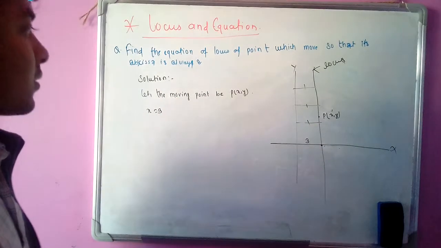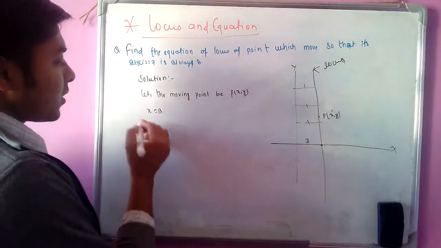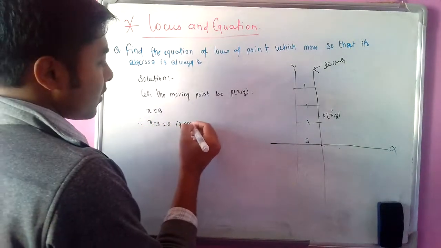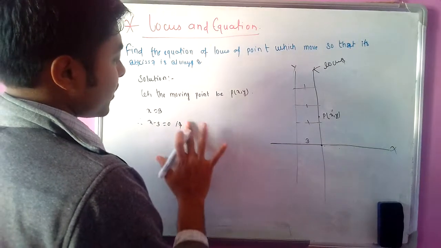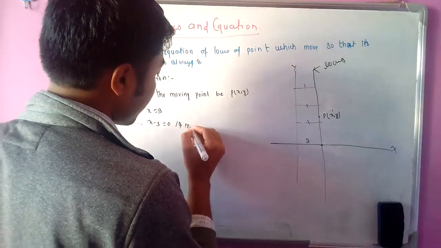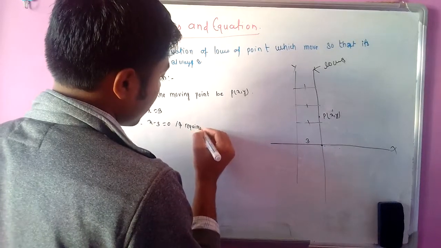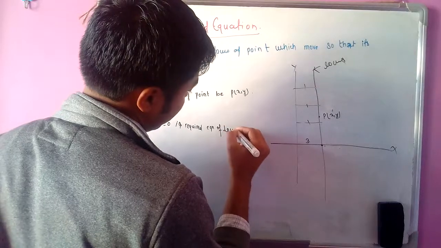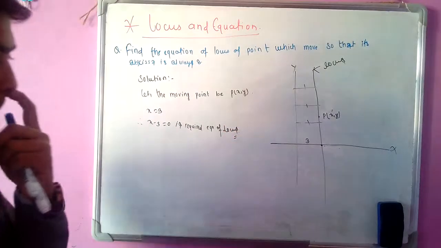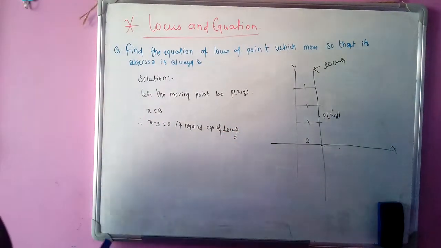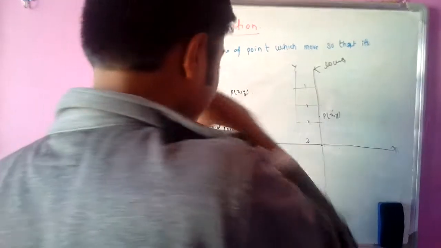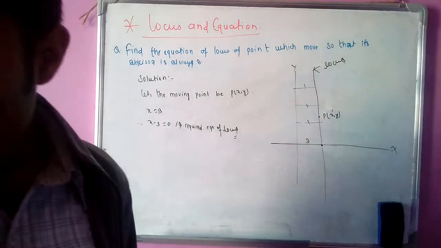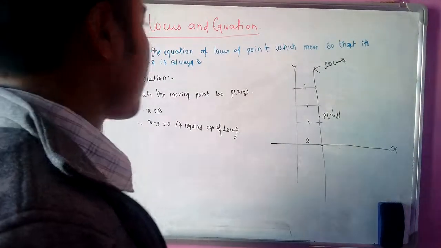That's according to the question. We have x equals 3. Therefore, x minus 3 equals 0 is the required equation of locus. This is our equation of locus. Simply, you can find this very simple question. Thereafter, we will do the next question.